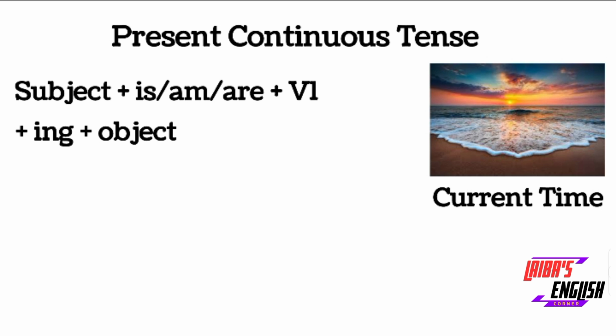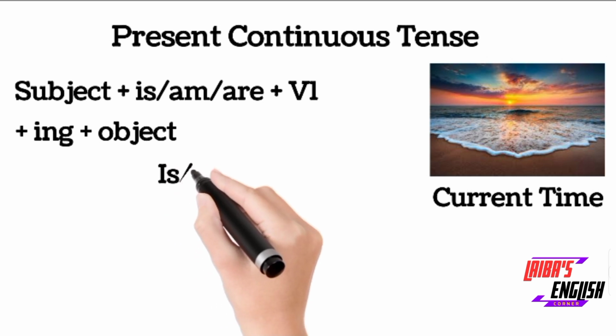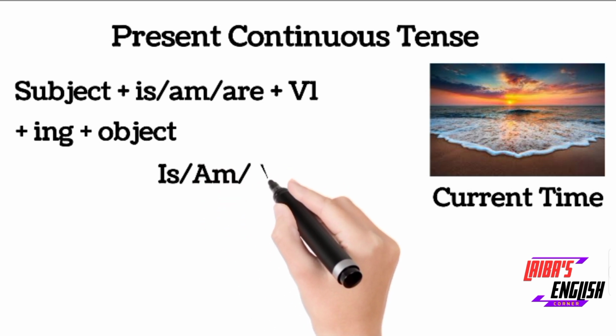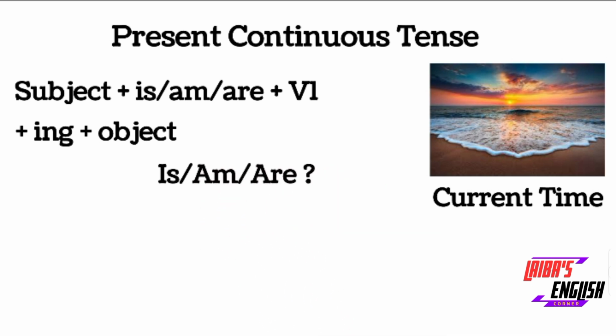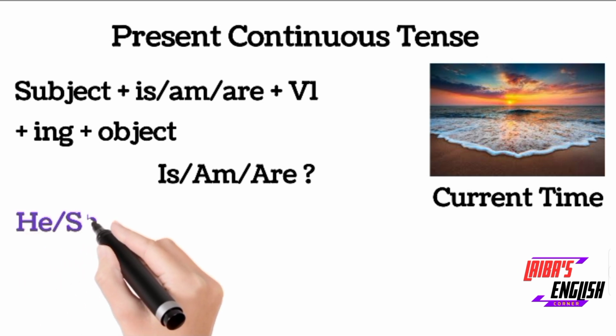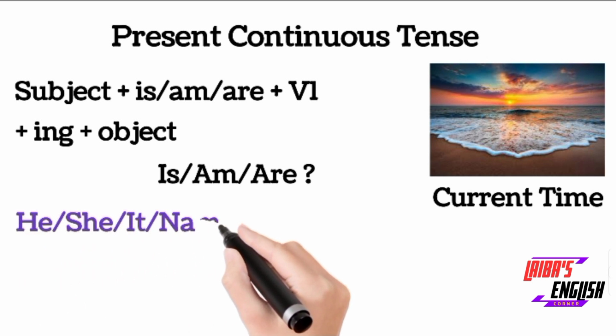Remember that whenever there will be a name of continuous, if it is present, past or future doesn't matter, we will use ing with the first form of verb. Always remember that whenever there will be continuous, we are using verb first form plus ing. So the helping verb is am, is, are. Where do we use it?